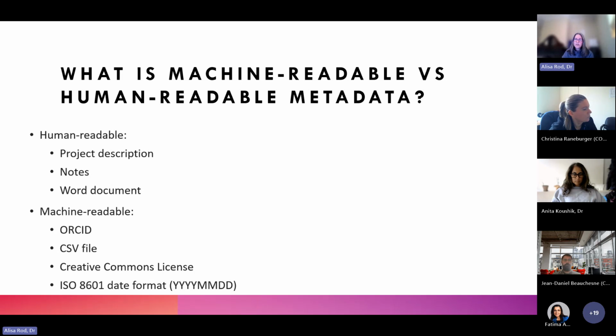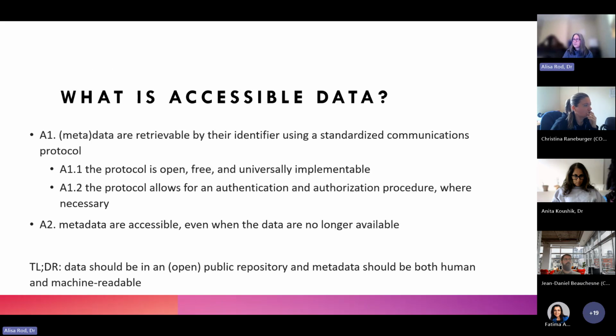Creative Commons licenses are machine readable, so when you go into a search engine or into a data repository, you could filter by the license applied to a data set. You could look at only open ones, or you could look at only ones that could be used for non-commercial purposes. The ISO 8601 date format is machine readable. Machines understand that's a date. You don't have to do any work to tell it that it's a date.